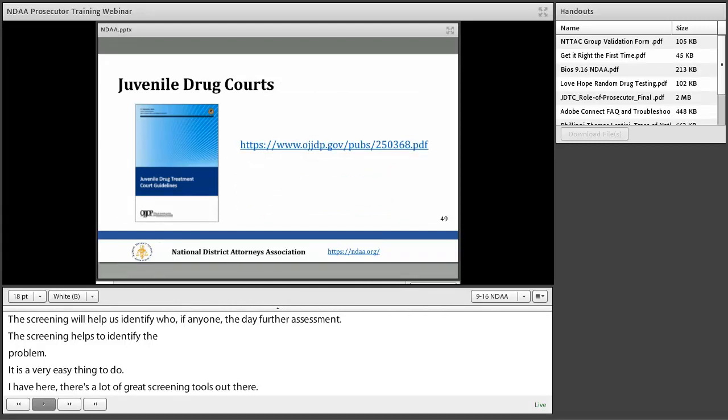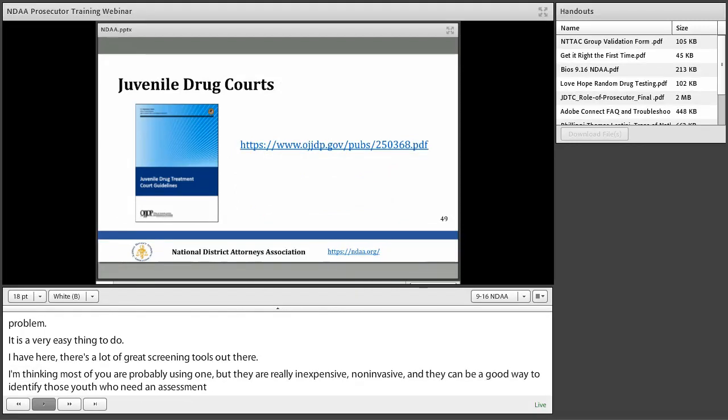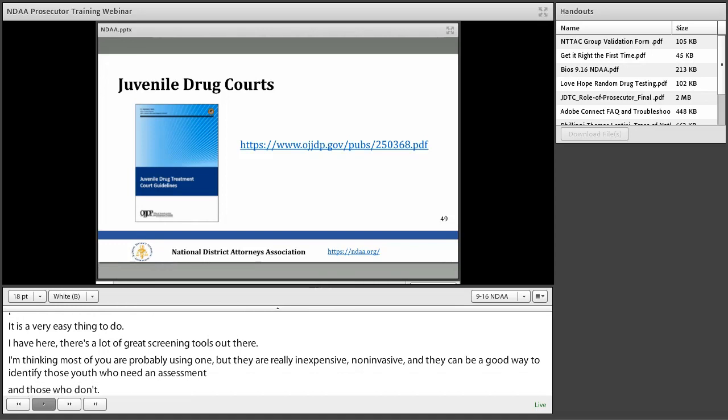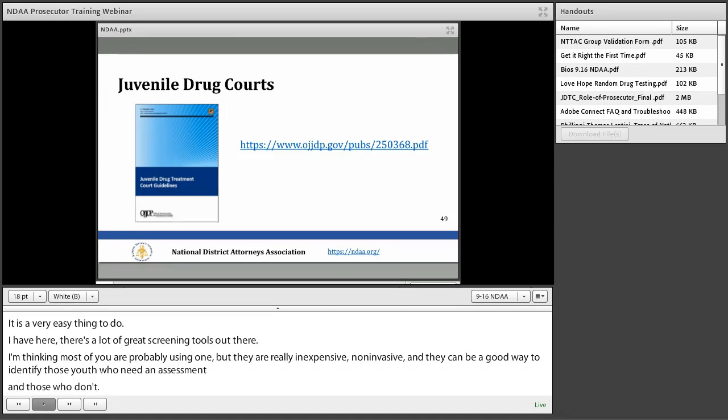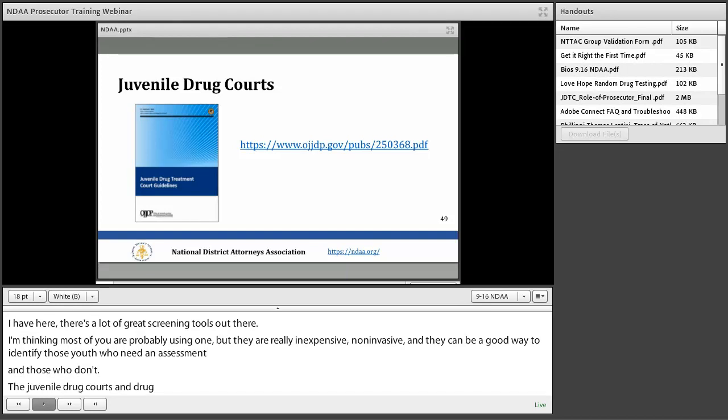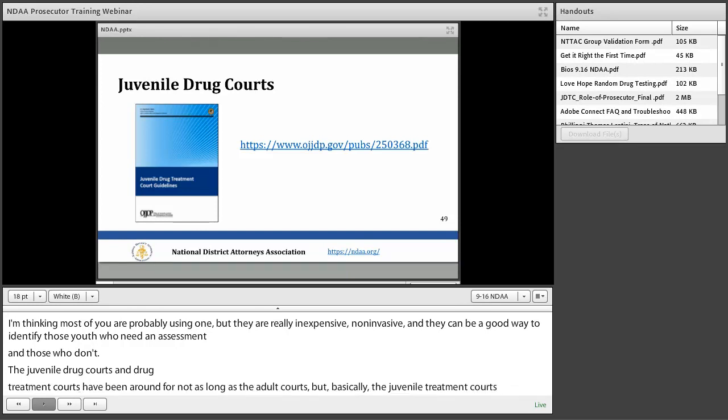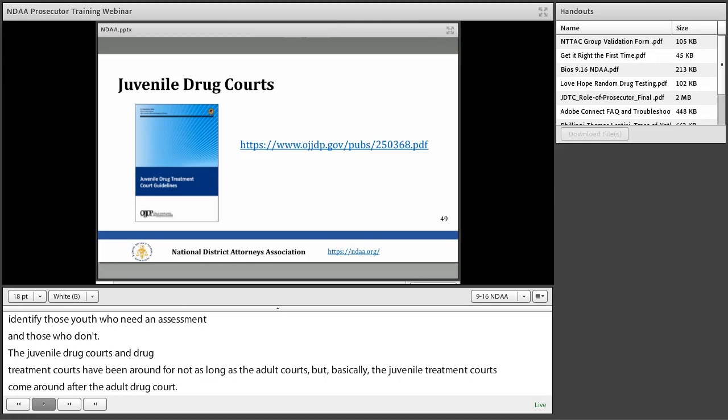So juvenile drug courts and drug treatment courts have been around for not as long as the adult courts. The juvenile treatment courts came around after the adult drug courts. But unfortunately, what happened initially, at least from my perspective, is that they really put an adult drug court model on a totally different population.